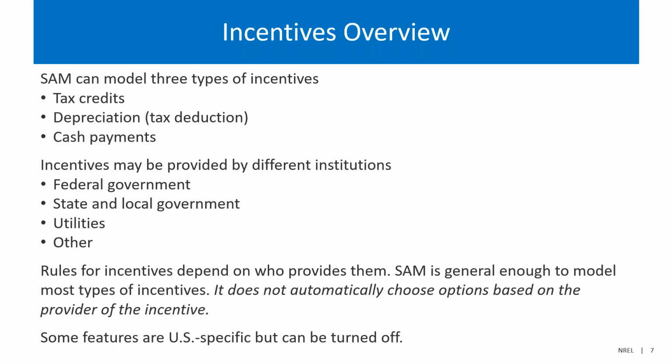So SAM is set up to model a wide range of incentives from different providers, but an important point is that it does not automatically choose options based on the provider of the incentive. So you need to understand the rules for the incentive and then choose the correct options to model it in SAM. And some of the features for incentives are US specific, particularly when it comes to tax credits, but those US specific options can be turned off. So it's possible to use SAM to model incentives from all around the world.